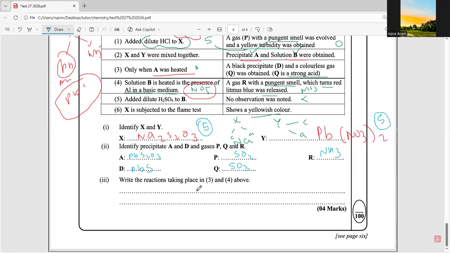So in reaction 3, the reactions taking place in 3 and 4. In 3, they are heating A, no? That means lead thiosulfate is heated. It is giving you lead sulfide and sulfur trioxide. So I have given that already. Then 4. 4, what happens?